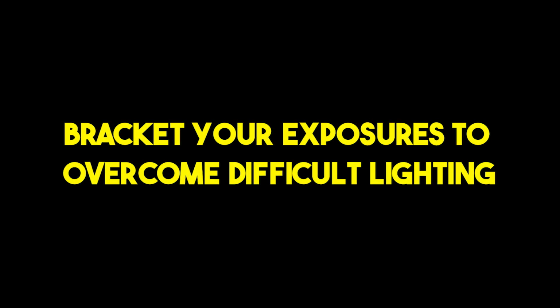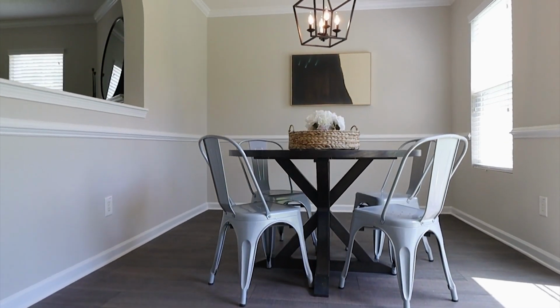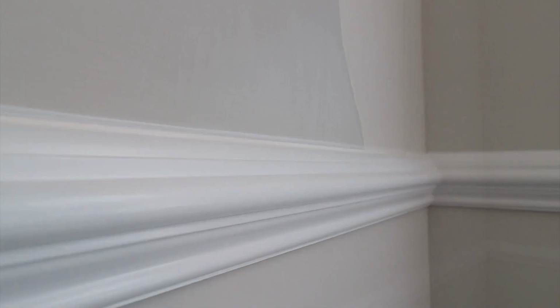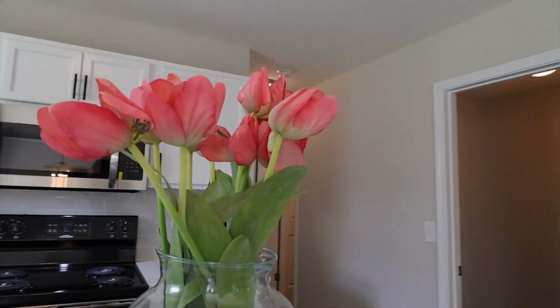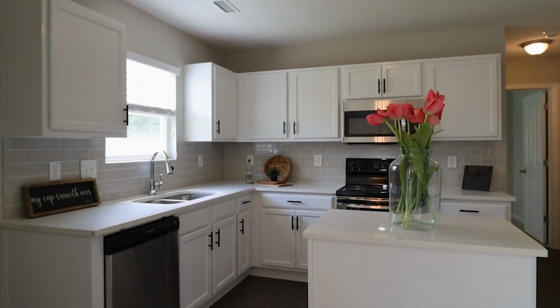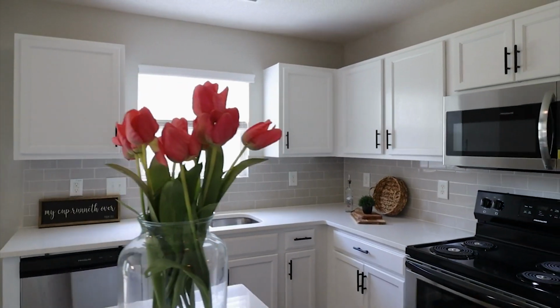Number 6. Bracket your exposures to overcome difficult lighting. Mind that even kitchens with super big windows may be really dark. The point is that a very dynamic range makes windows too bright while the rest of the space is very dark. To fix this problem, you have to bracket the exposures and blend them together. As a result, you will get one professionally exposed picture.